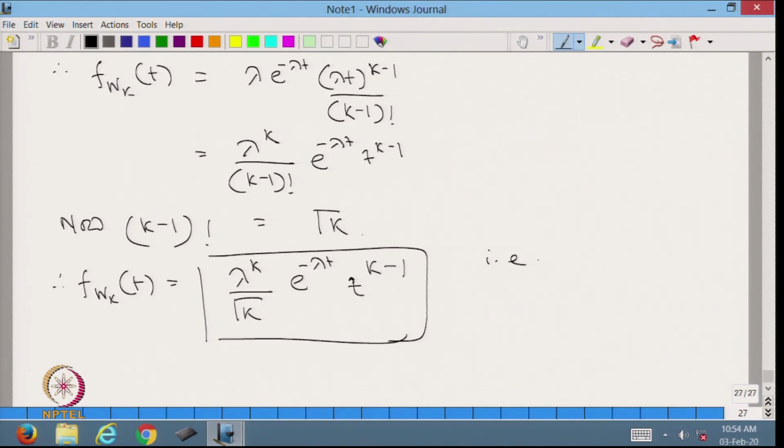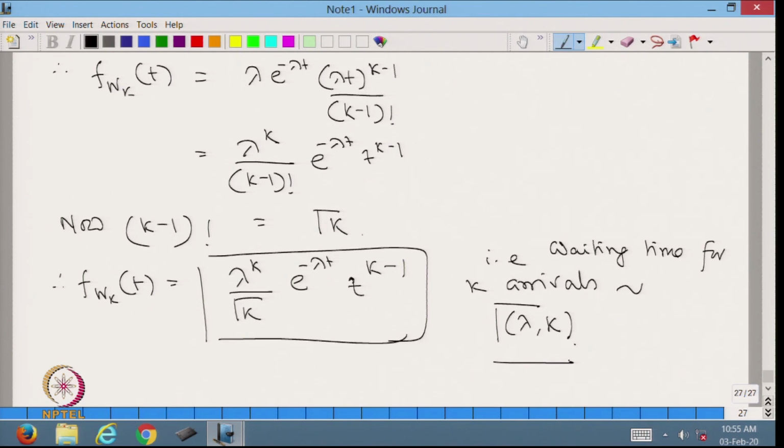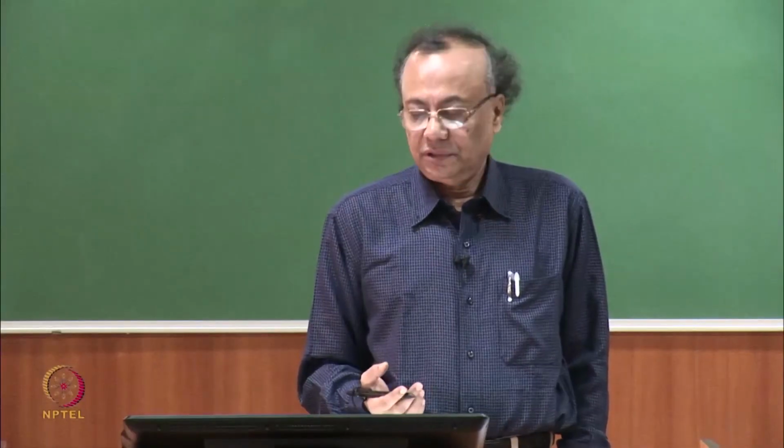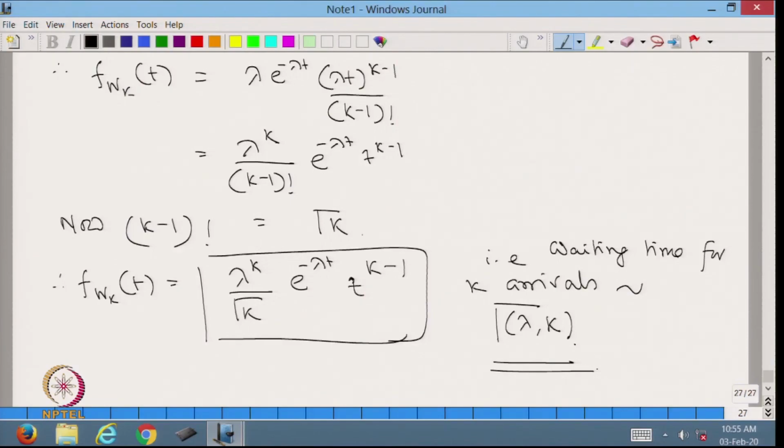That is, the waiting time for k arrivals is distributed as gamma with parameters λ and k. This is not very surprising, since the sum of exponentials with the same parameter λ follows a gamma distribution. Therefore, this was something we would expect, and we have got that result.